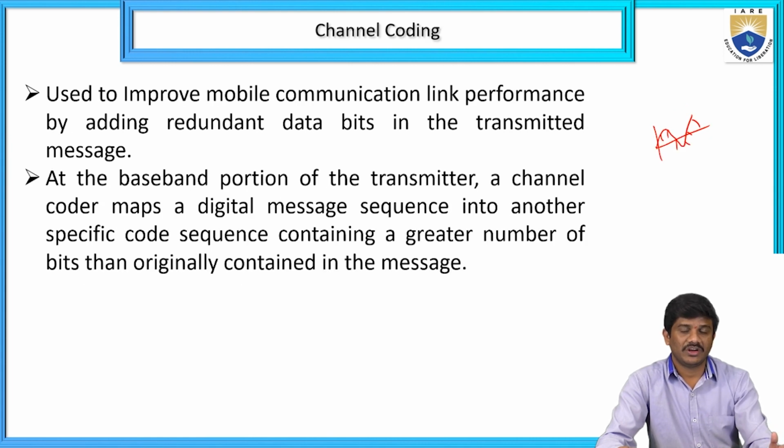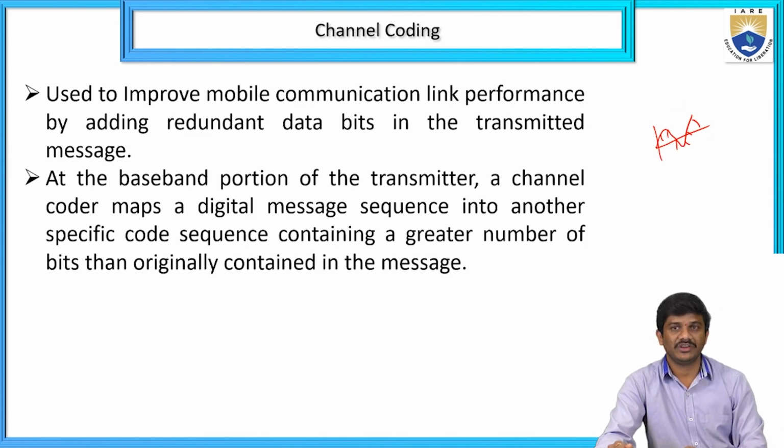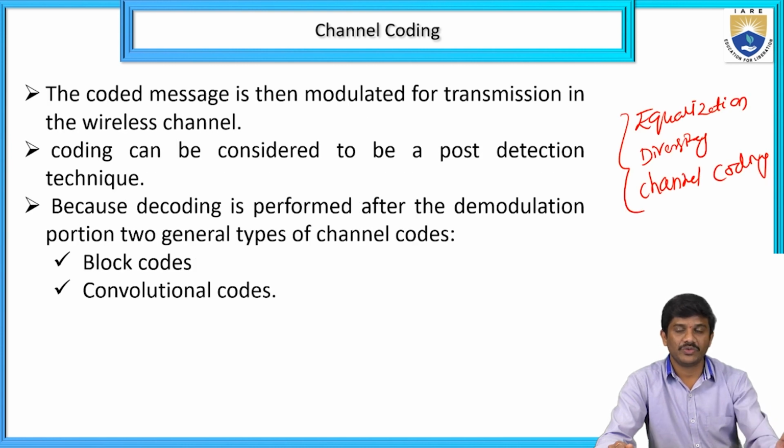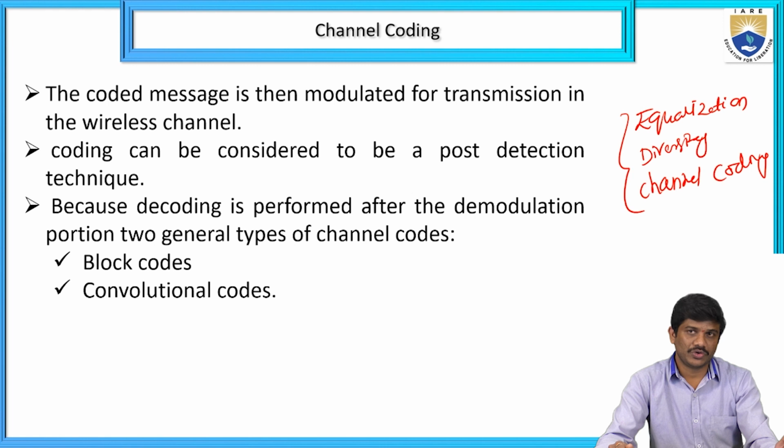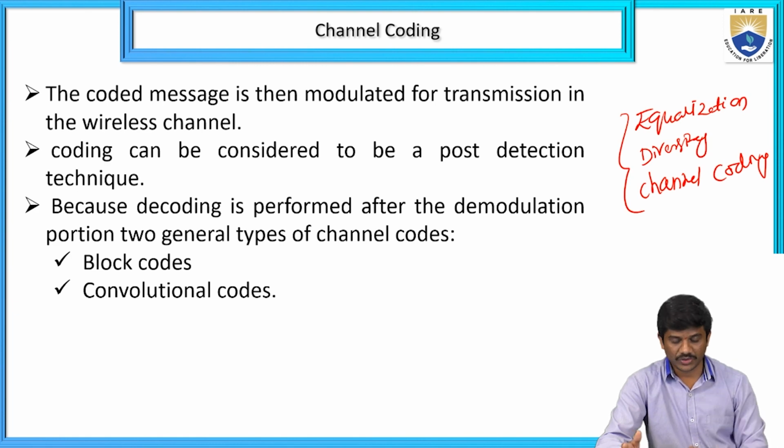With the help of these diversity techniques, we can improve the signal performance without increasing the transmitted power or bandwidth. Okay, and one more is channel coding. Here we add redundant bits into the transmitted signal. There we can use block codes and also convolution codes. With the help of this, we can increase the channel performance through equalization, diversity and also channel coding.